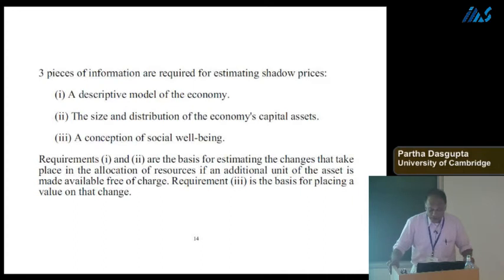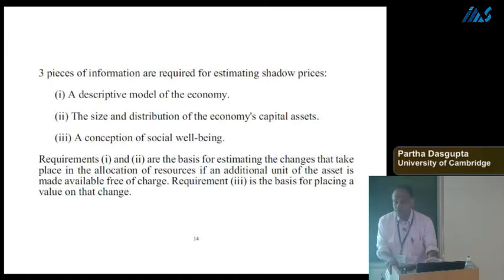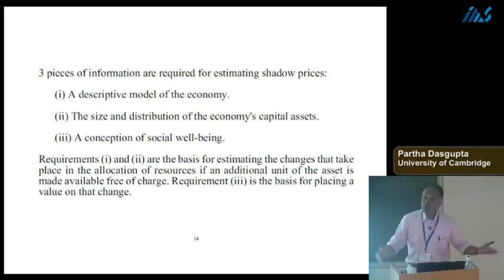You also need the size and distribution of the economy's capital assets. Why? Because the resource allocation mechanism is a mapping from the capital assets onto future consumption, the forecast that you're obtaining. So you need to know what it is like now. That's number 2. And of course, you need to know your V, the functional form of V, which is your conception of social well-being. So these are the 3 things. As I say, 1 is very, very important. Requirements 1 and 2 are the basis for estimating the changes that take place in the allocation of resources if an additional unit of the asset is made available free of charge, which is like looking at the consequences of a change. Requirement 3 is the basis for placing a value on that change.